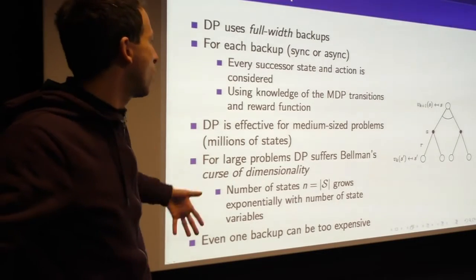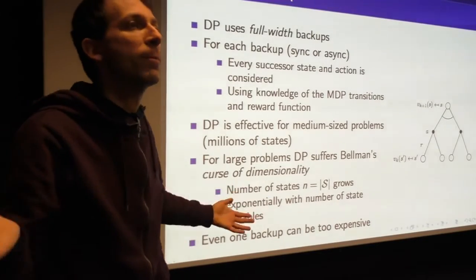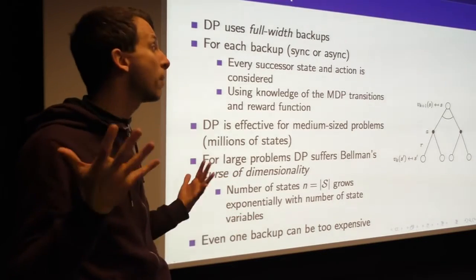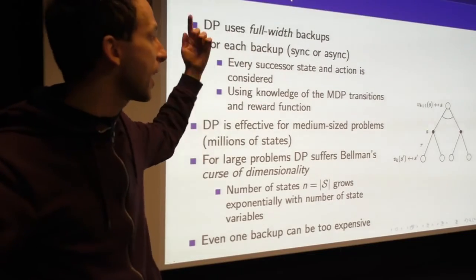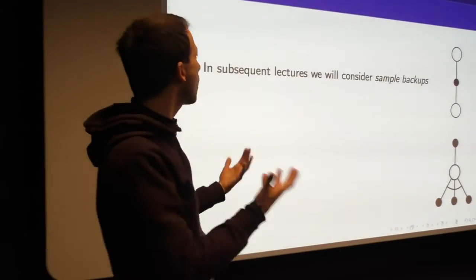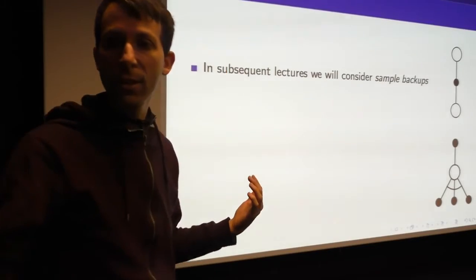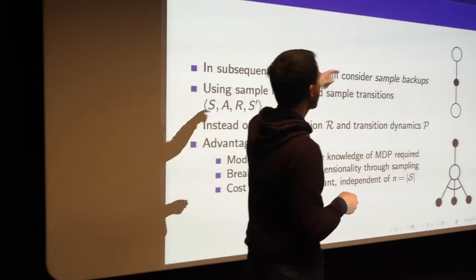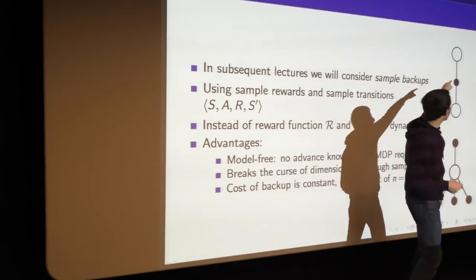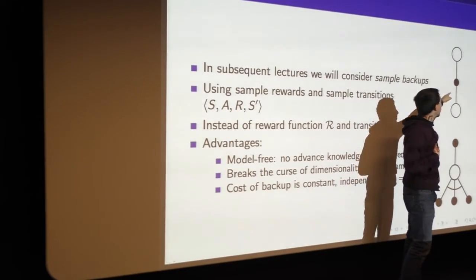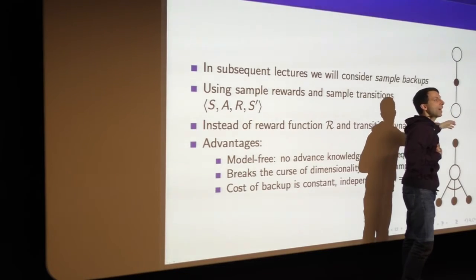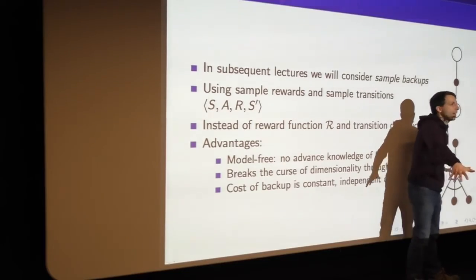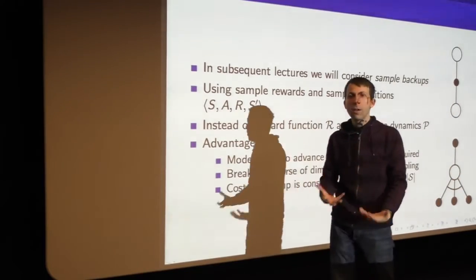In cases where even one backup is too expensive, and we're going to talk about problems later with 10 to the 170 states, you can't even do one iteration of dynamic programming. You can't even compute this for one state. So what you do is sample. In subsequent lectures, we'll consider sample backups that look like this. We start in a state, sample one action according to our policy, sample one transition according to our dynamics, and do a backup based on that one sample instead of the full branching factor. That's going to give us a lot more efficiency.